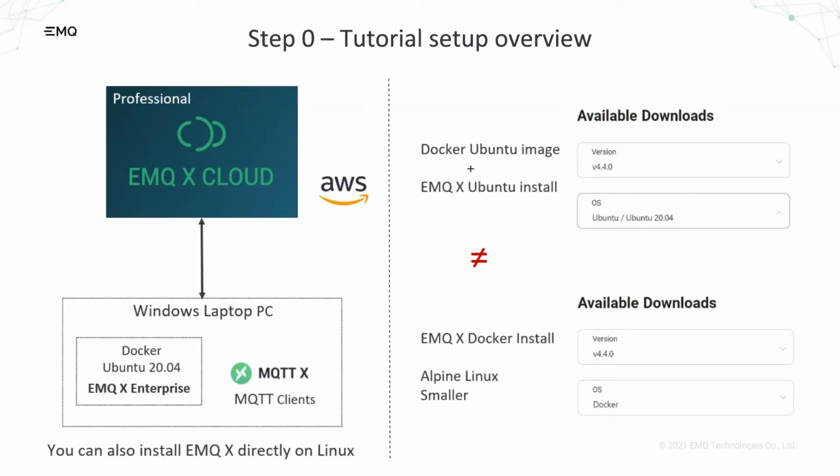I just want to point out that the Docker image plus the EMQX Ubuntu install that I have does not equal the EMQX Docker install that you get if you download the Docker install directly, because that's using Alpine Linux, which is much smaller. And you don't have to install EMQX on Docker for this tutorial. You can install it directly on Linux if you want.